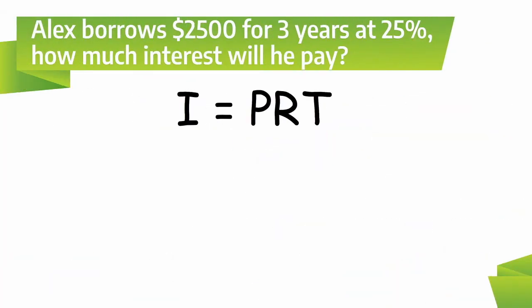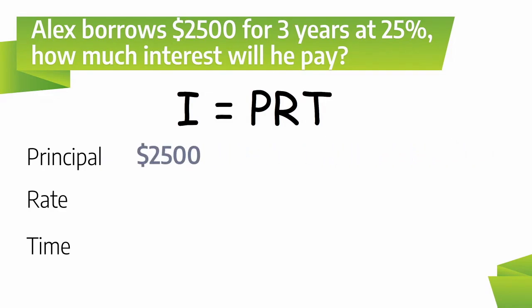Alex borrows $2,500 for 3 years at 25%. How much interest will he pay? So the bank's going to give him $2,500, and they're going to give him 3 years to pay it back. We have to figure out how much he has to pay in interest. So the principal, rate, and time. Principal is the amount that he's borrowing, so $2,500.